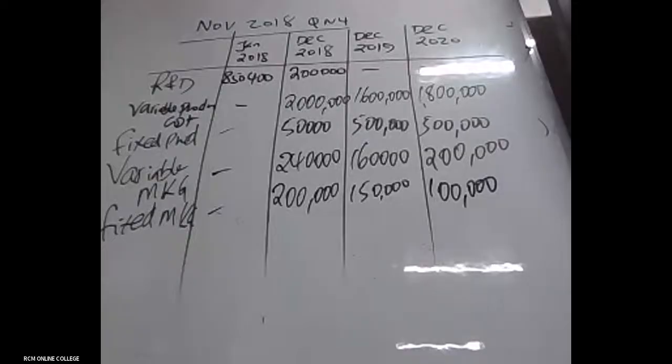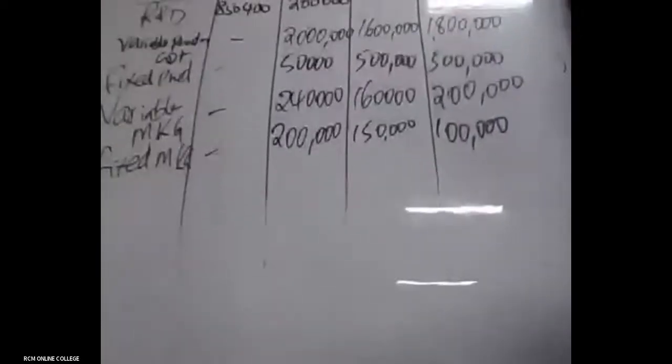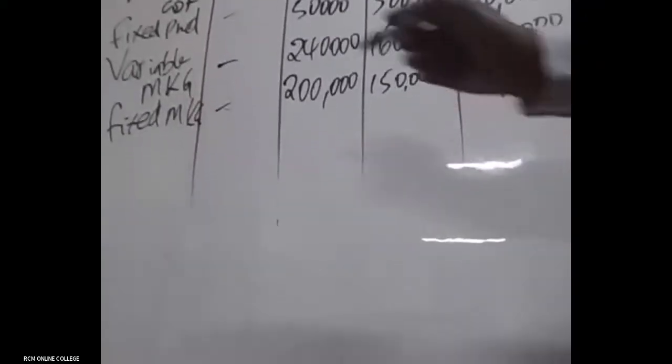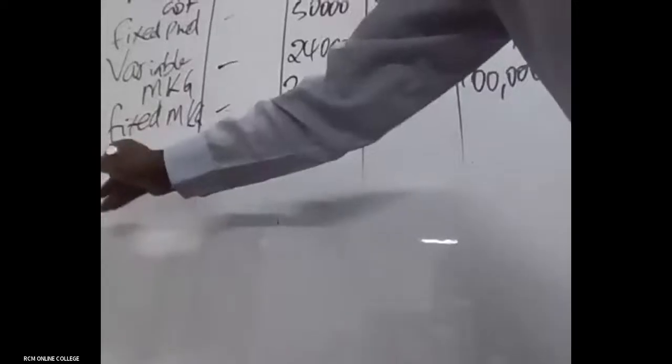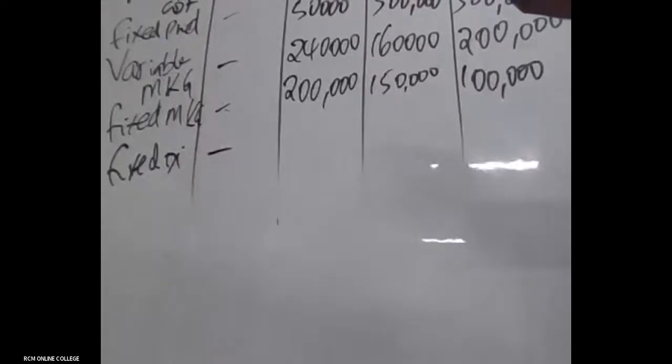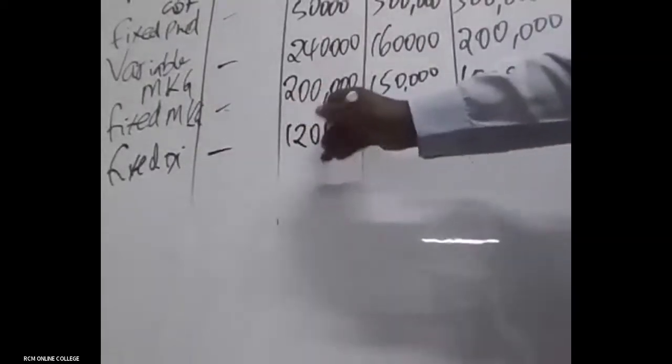Then, ladies and gentlemen, we have the very last one, which is what here, somebody? Fixed distribution. That is the very last one. Hapana, kuna ingine. So fixed distribution, what do we have there? Under fixed distribution, 120, eh? Under fixed distribution, so that's there. Next one is 120,000.